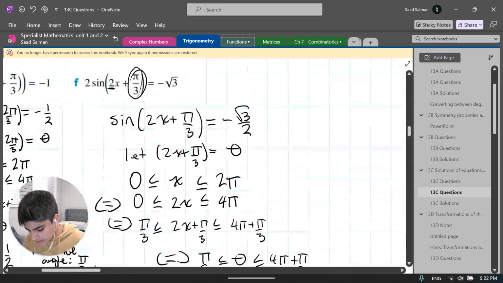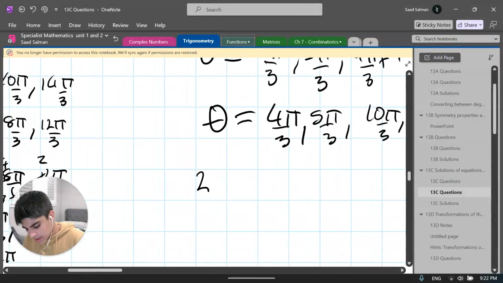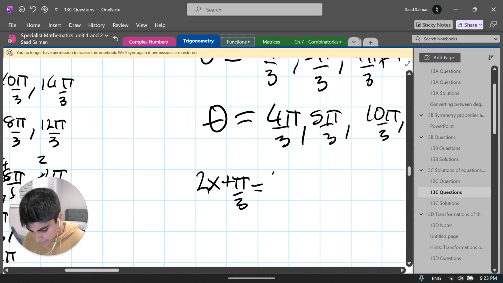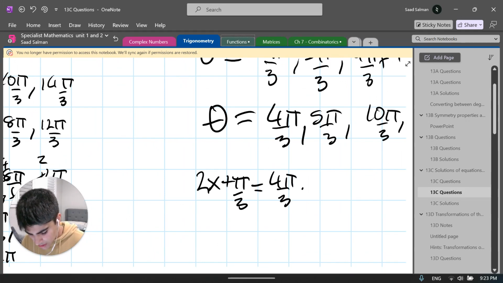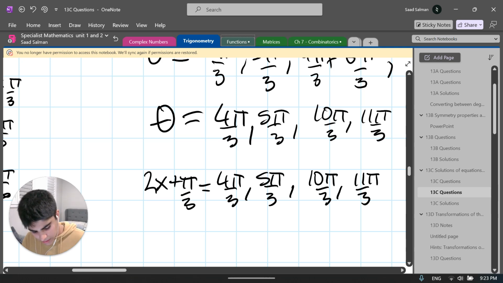Now let's sub in our theta value, which is 2x plus pi on 3. 2x plus pi on 3 equals 4 pi on 3, 5 pi on 3, 10 pi on 3, and 11 pi on 3.